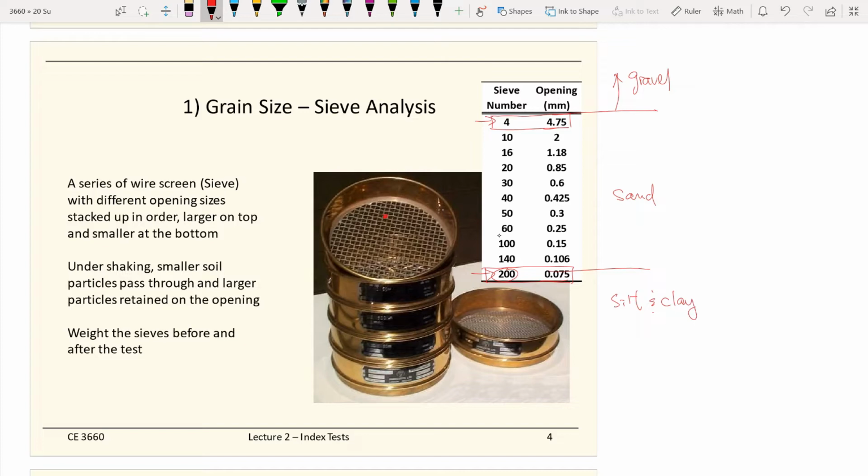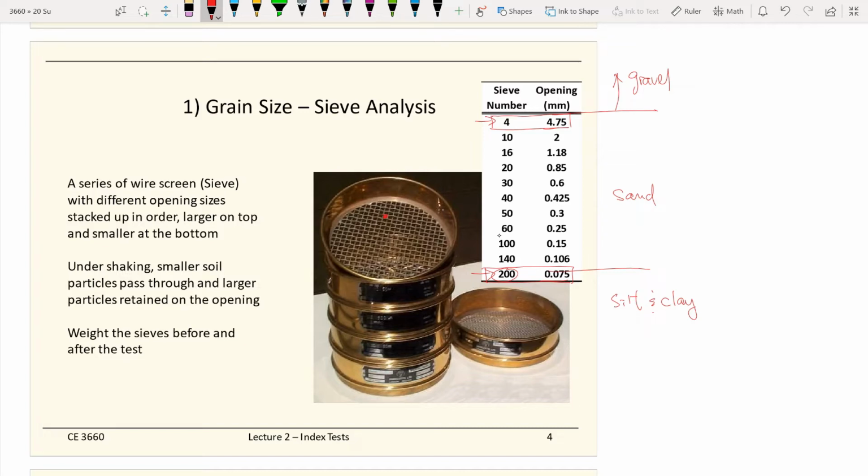So that makes another sieve, number 200, important. The number 200 sieve means a size of 0.075 millimeters. So whatever passes number 200 means the soil particles are smaller than 0.075 millimeters. That means it's silt and clay. And between the number 4 and number 200, that would be the sand particles.